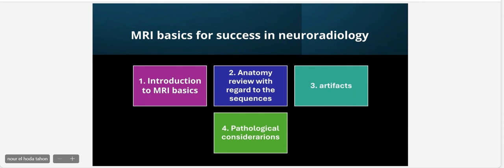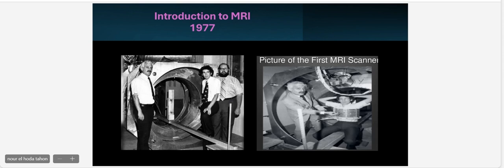So I will start by giving a brief introduction about MRI basics, so you can understand how we acquire images. When I talk about T1, T2, I don't know which level you are at in this knowledge, but I wanted to start with that. Then I will give you a review of the anatomy as well. One of the biggest challenges in reading MRI is the artifacts, so I will give you a brief about this, and we'll talk about the pathological considerations as well.